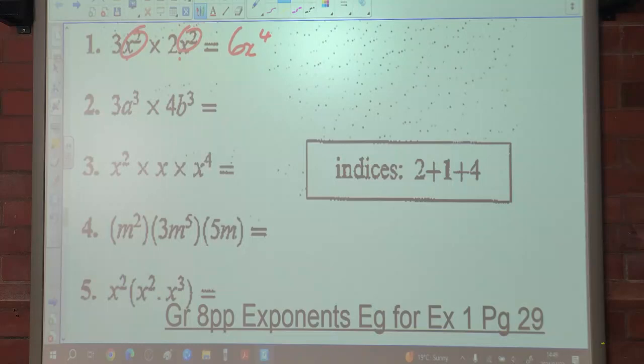The next one is 3a cubed times 4b cubed. Try again, Michael. 3a cubed times 4b cubed.